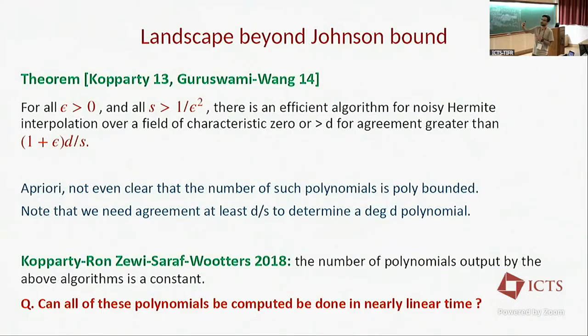Without a list size bound, this question doesn't make sense because maybe the output size is super linear in the input. So one has to tailor it appropriately. So the question we will be really interested in is to understand if the algorithm in this theorem can be done in nearly linear time and not just polynomial time.